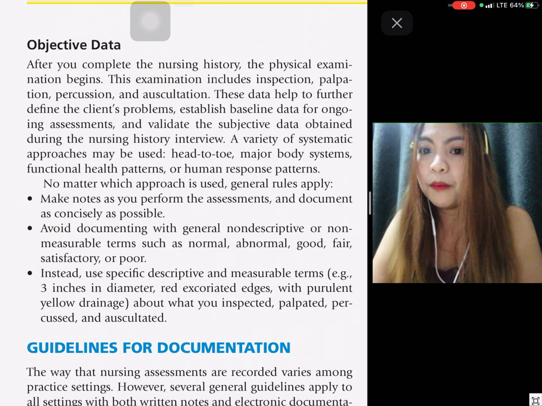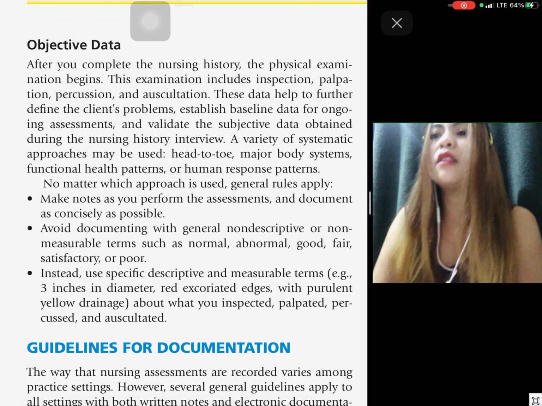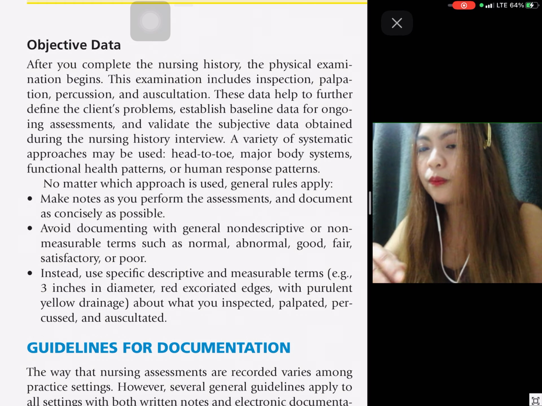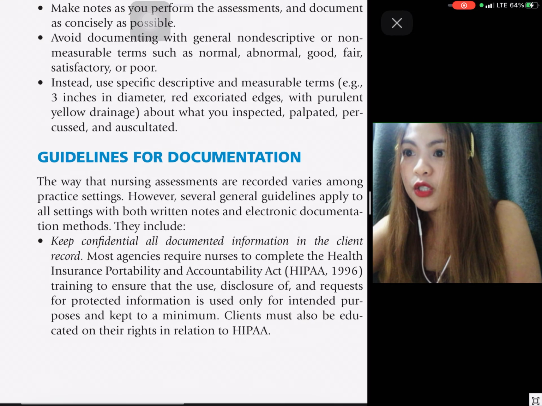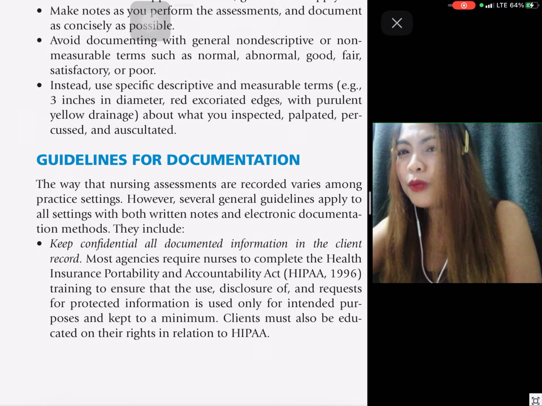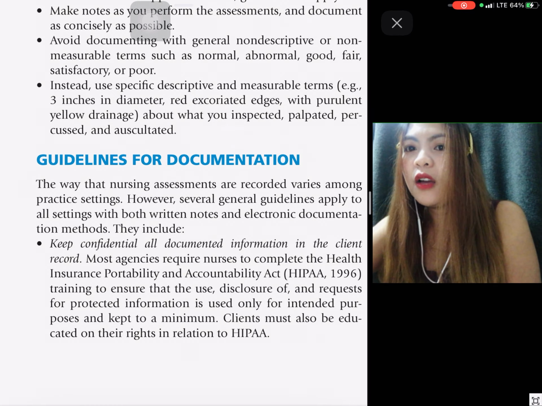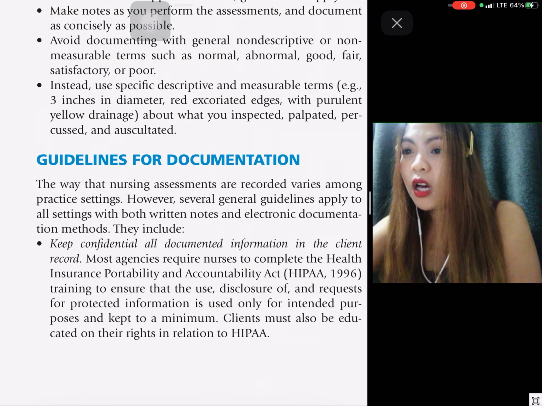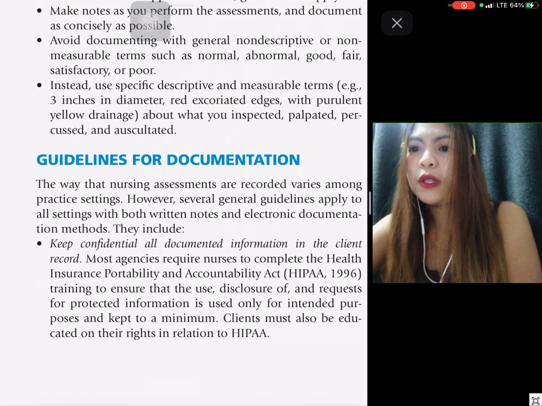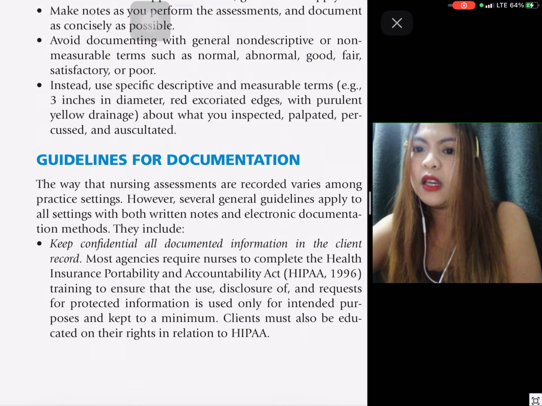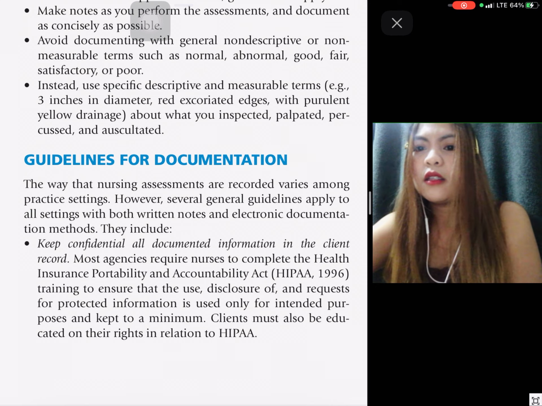So, ito yung mga guidelines for documentation. Paano ba i-document yun, ma'am, ng maayos? Siyempre, you have to keep confidential all documented information in the client record. So, napaka-importante na lagi yung confidential. Most agencies require nurses to complete the Health Insurance Portability and Accountability Act 1996, to ensure that the use and disclosure of requests for protected information is used only for intended purposes and kept to a minimum.